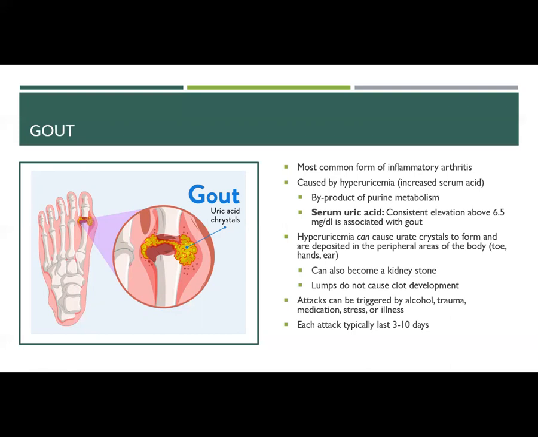And what you have is this increase of uric acid with a consistent elevation of above 6.5 is associated with gout. So any elevation of uric acid above 6.5 means that the patient probably has gout.